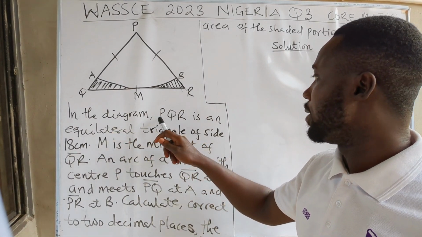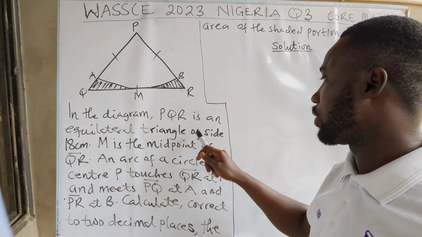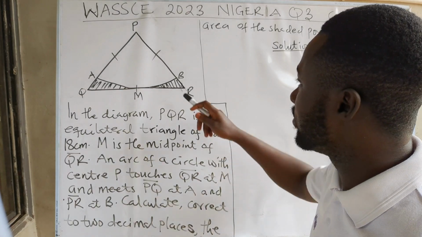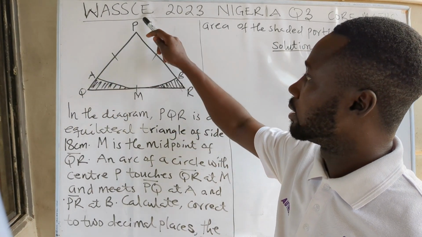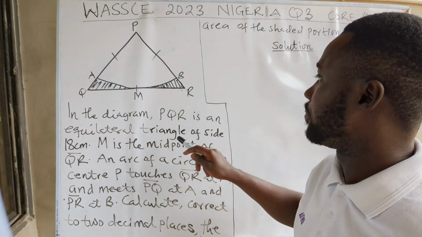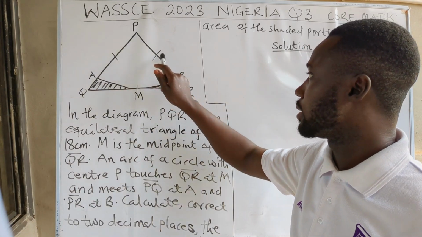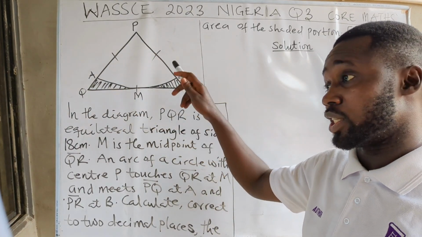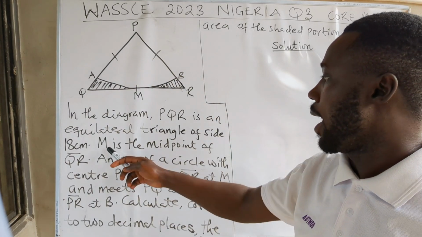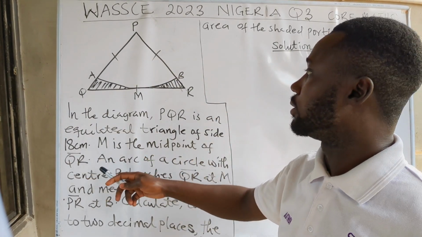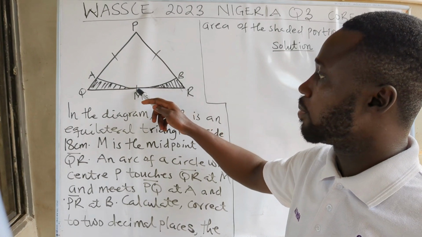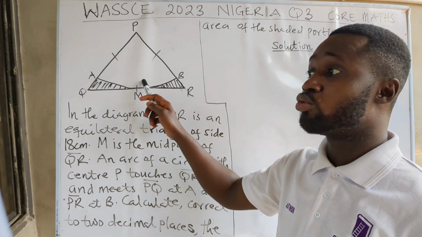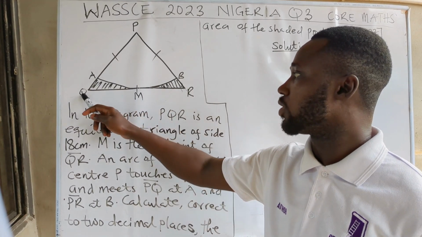In the diagram, PQR is an equilateral triangle of side 18 centimeters. So the diagram there is an equilateral triangle PQR. This side is 18, this side is 18, this side is 18. There are even indications to show it's an equilateral triangle. M is the midpoint of QR. It means that M is the point which divides QR into 2. So this is at the center of QR.